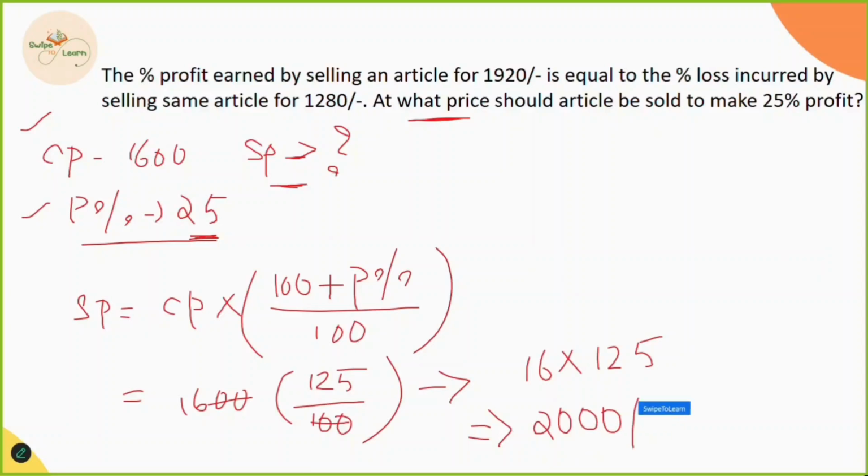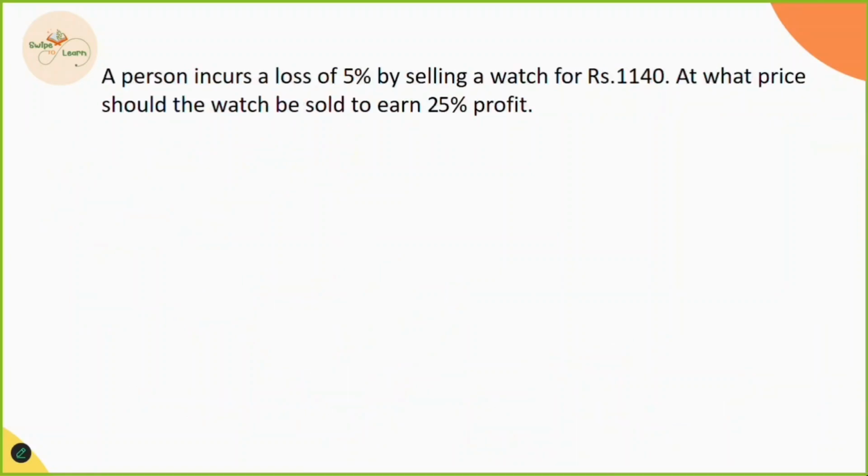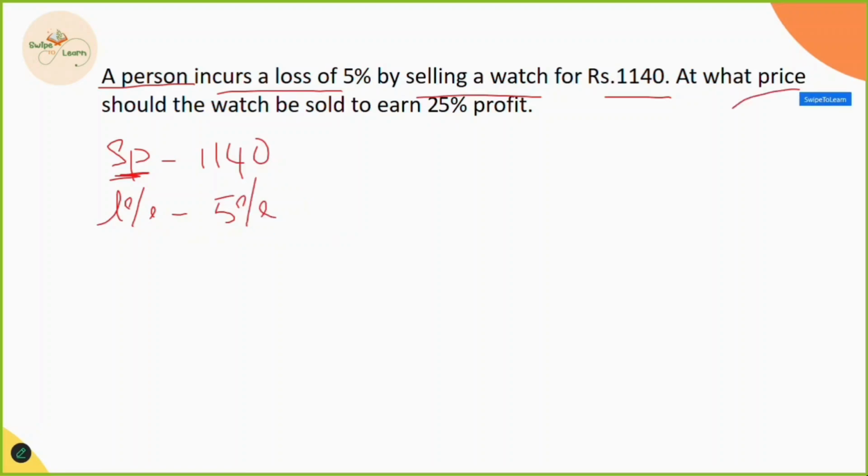So 2000 rupees. If we sell the same article for 2000 rupees, we'll get a profit of 25%. A person incurs a loss of 5% by selling a watch for 1,140 rupees. The person is selling the watch at 1,140 rupees. Selling means SP, which is selling price, and he has a loss percent, which is 5%. At what price should the watch be sold so as to earn a 25% profit? Profit percent is also given, which is 25%.